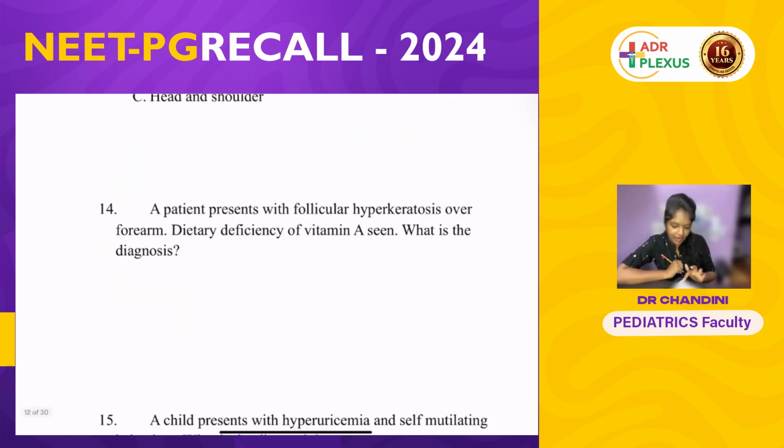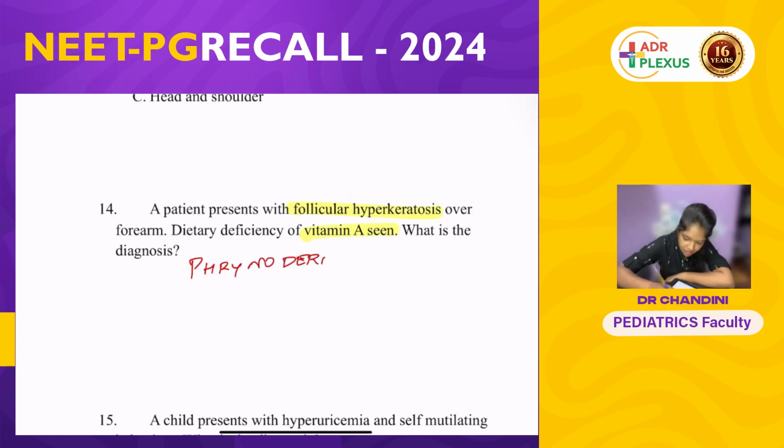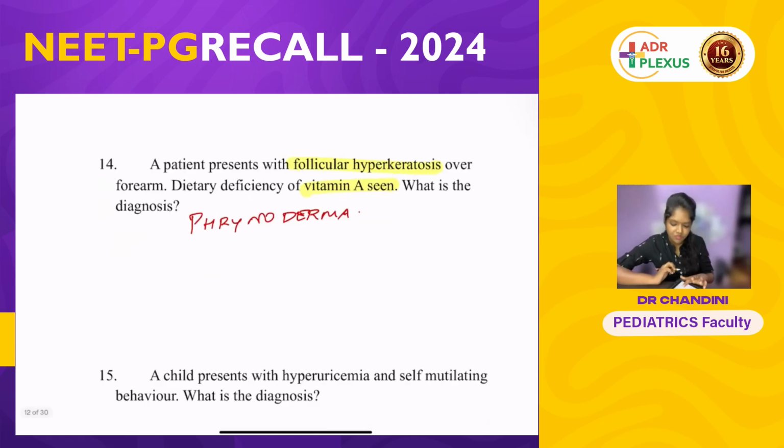Another question: a patient presents with follicular hyperkeratosis over the forearm, and there is deficiency of vitamin A. So there's a skin finding and vitamin A is deficient. What is the diagnosis? We have discussed vitamin A not only has problem with the eye, it also has problem with the skin, mucosa, and epithelium. When there is vitamin A deficiency, you have a condition called phrynoderma. This phrynoderma presents as follicular hyperkeratosis over the forearm and elbows. The answer is phrynoderma.